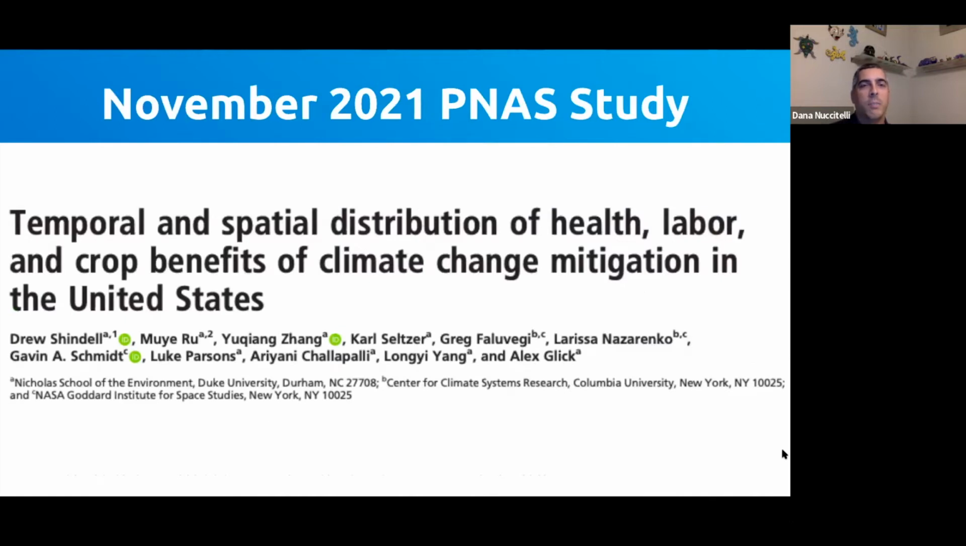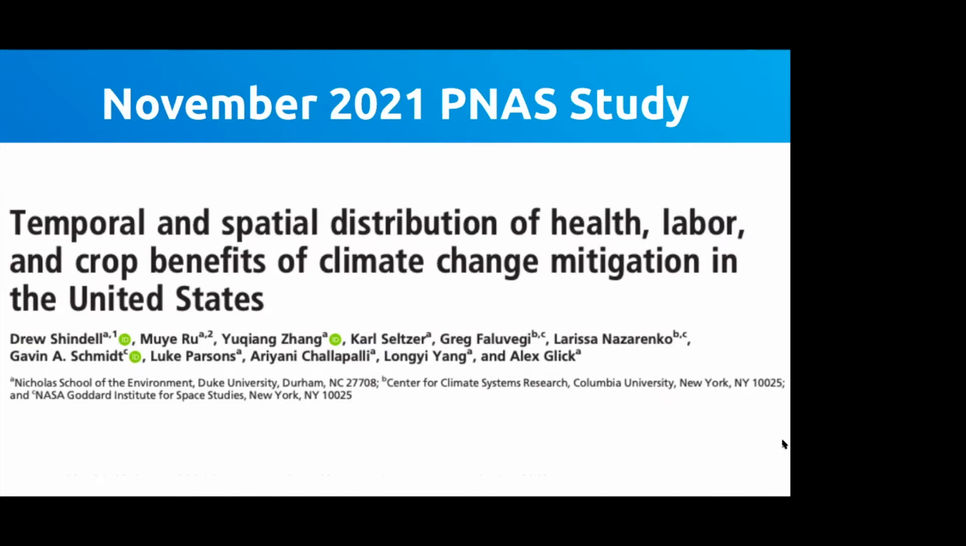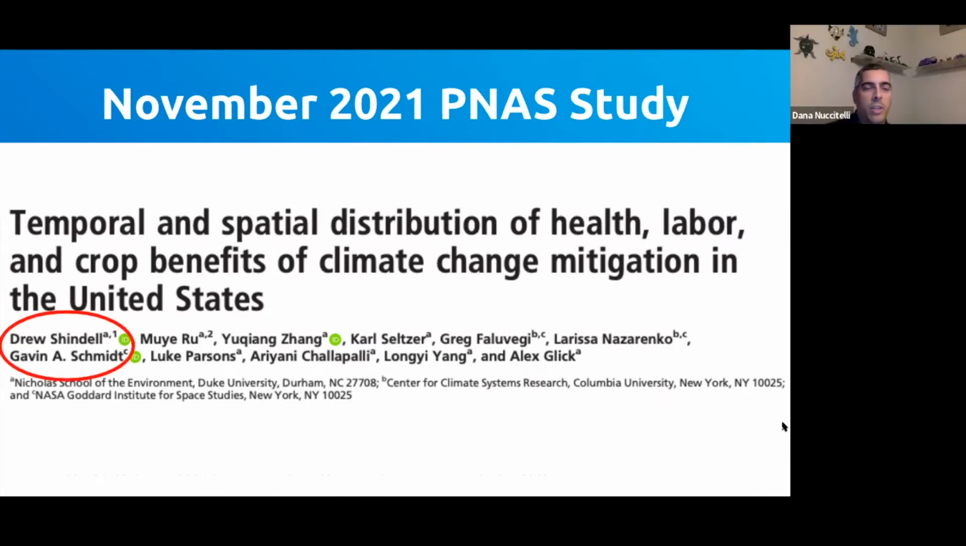So this is the study published in November in the Proceedings of the National Academy of Sciences, which is a very prestigious journal, called the Temporal and Spatial Distribution of Health, Labor, and Crop Benefits of Climate Change Mitigation in the United States. So you can see, there we go. Drew Shindell was the lead author. He also had Gavin Schmidt on there, who I mentioned is like the new James Hansen. He's the new lead director of the NASA Goddard Institute for Space Studies. So it's a very prestigious journal and very prestigious authors. So it's a very reliable paper, a good thing to reference. It's good because it's in Proceedings of the National Academy of Sciences by these top tier climate scientists.